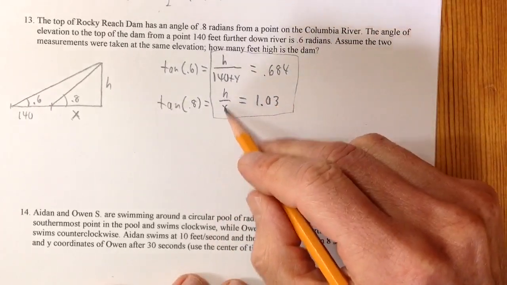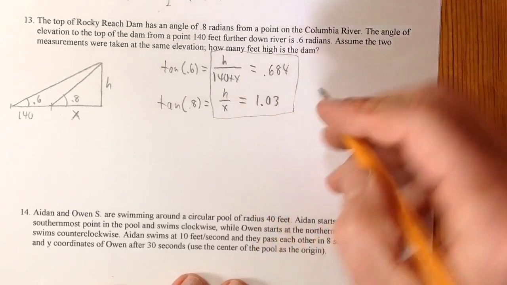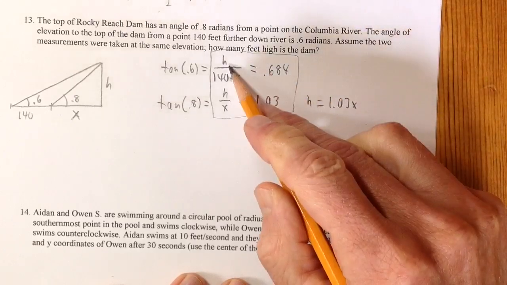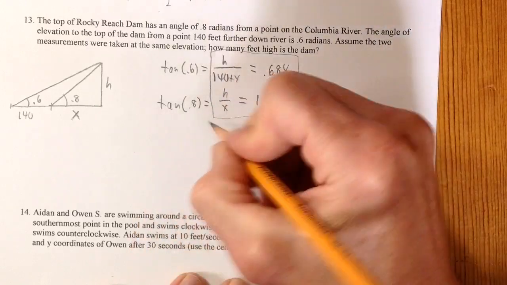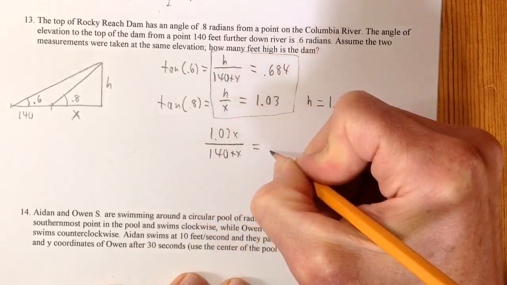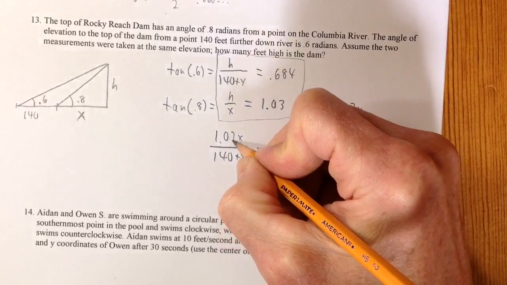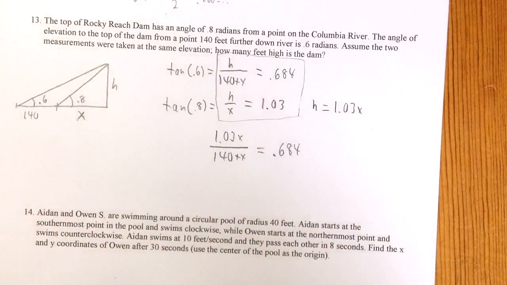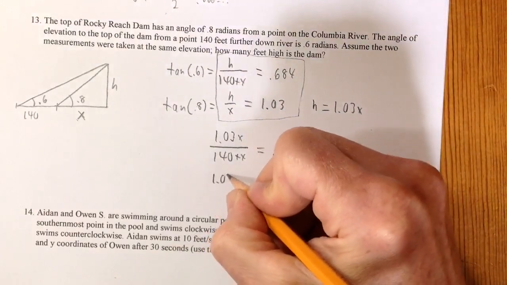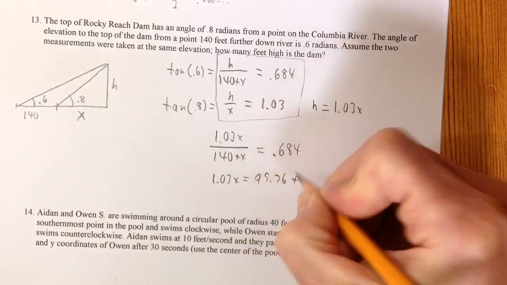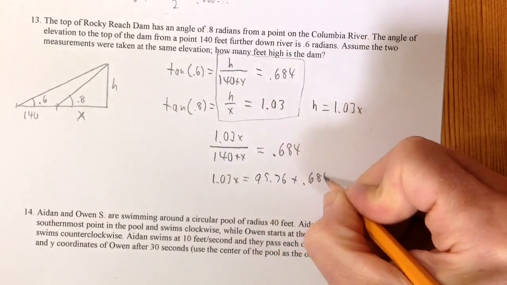Let's see, let's do this. This one's easy to solve for h. h is equal to 1.03x, and then we can take that and plug it into this one. So plugging into there, 1.03x divided by 140 plus x equals 0.684. Multiply both sides by that. I got to know 0.684 times 140. 0.684 times 140 is equal to 95.76. So 1.03x is equal to 95.76 plus x times 0.684, which is just 0.684x.